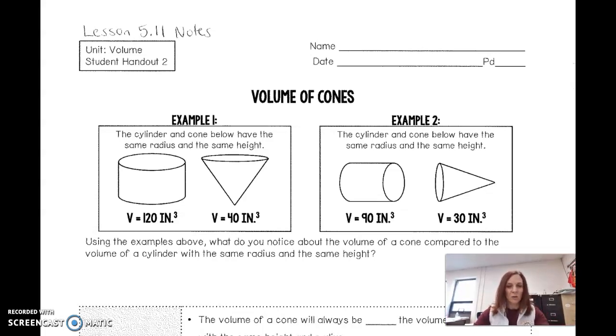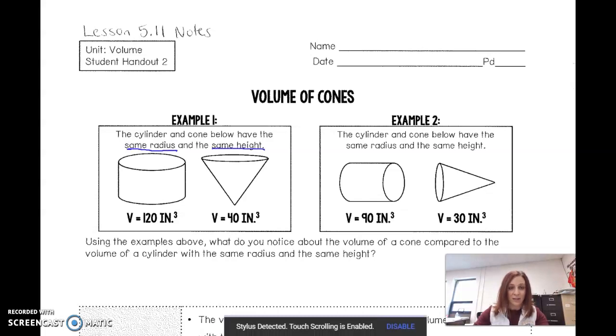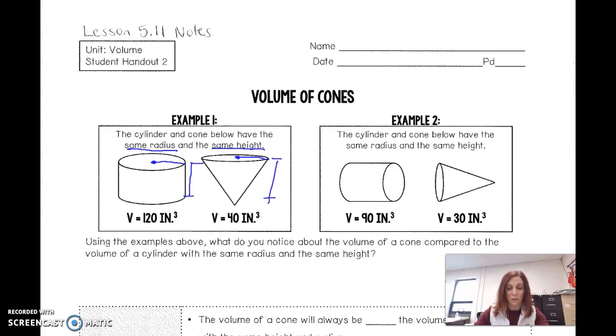It says the cylinder and cone below have the same radius and same height. So their distance, again, radius from the center to the outside, in both of these is the same, and their height is the same. Okay, and that's a really bad drawing, but you get the idea. Same thing over here, same radius and same height. From here to here is the same.